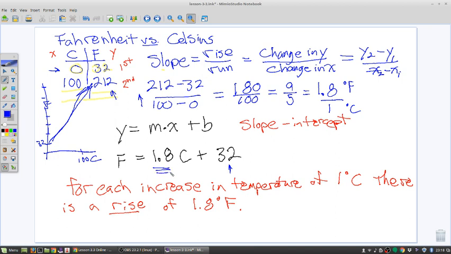The interpretation of this slope would be that for each increase in temperature of 1 degree Celsius, there would be a rise, positive, of 1.8 degrees Fahrenheit. So that's an interpretation of this particular slope.